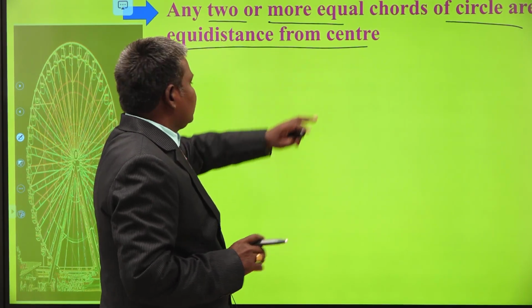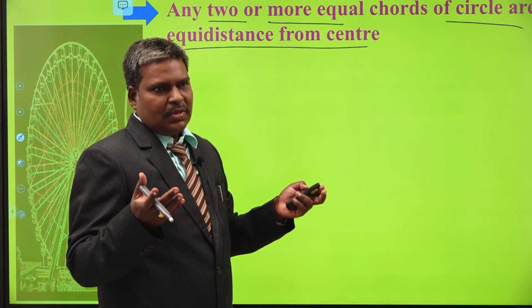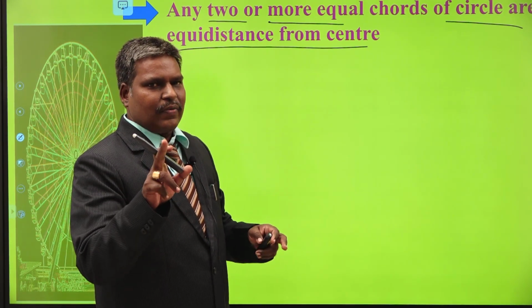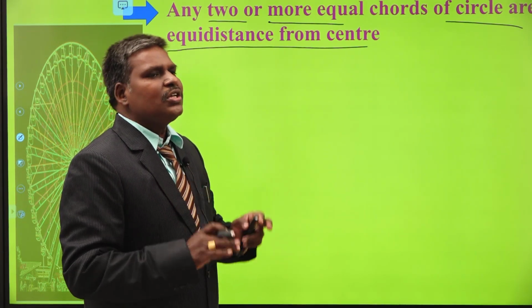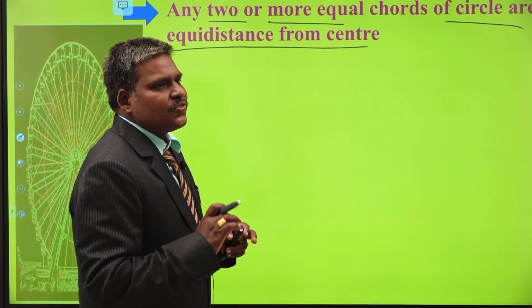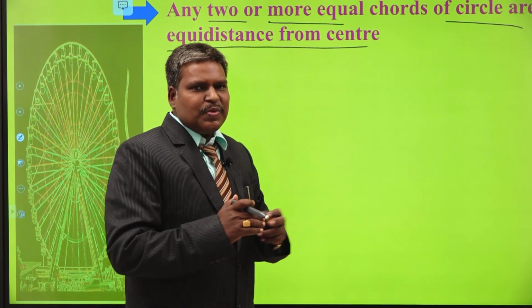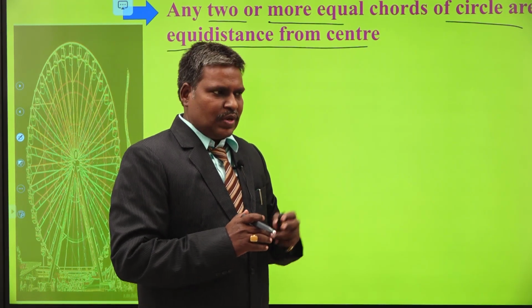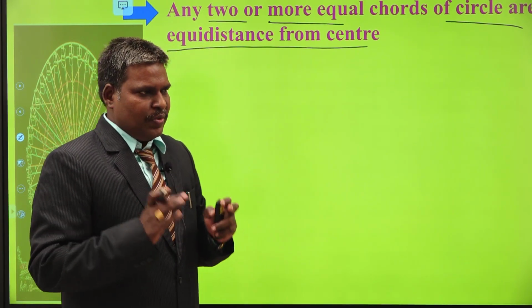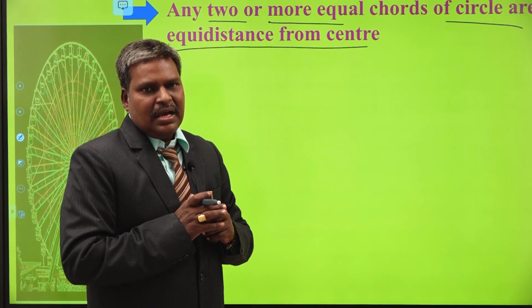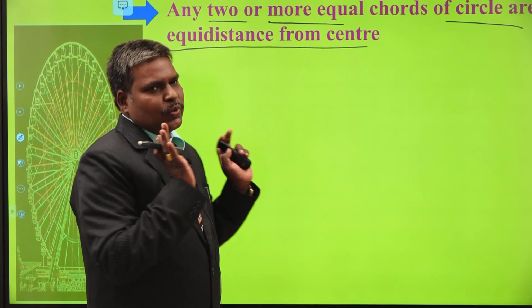Don't get confused. You take 2 or more chords of a circle. Their lengths are equal. What you are going to show is that all those chords are equidistant from the center. Distance means what here? Perpendicular distance. One point and one line is there. They are talking about a distance. We mean perpendicular distances are equal. In a fraction of seconds we can prove this one.